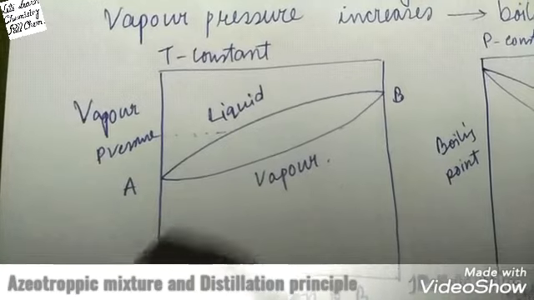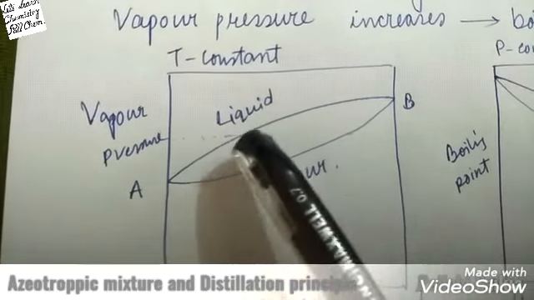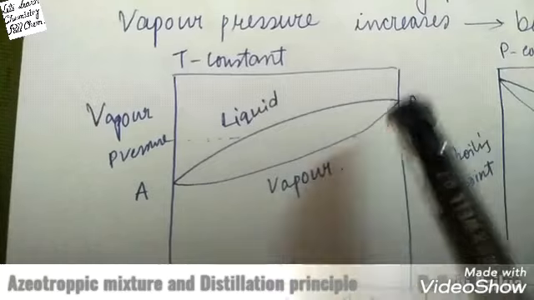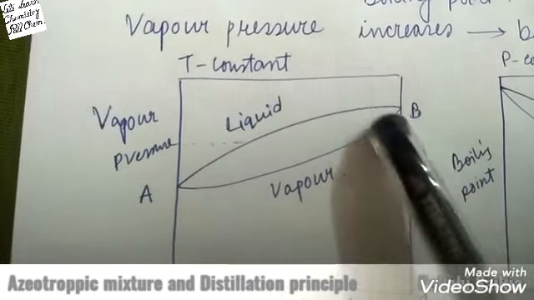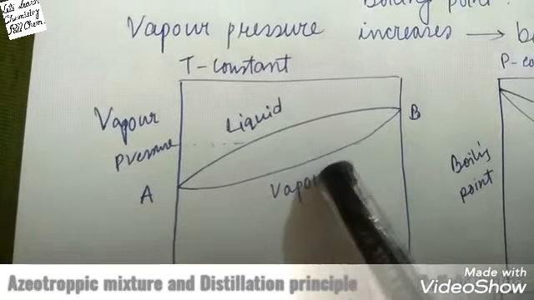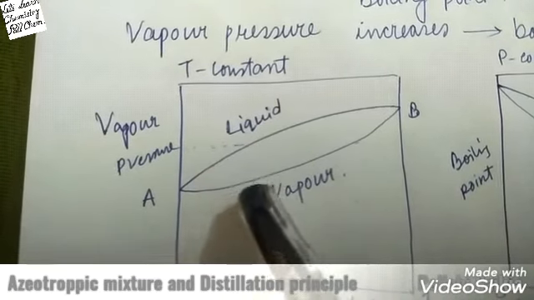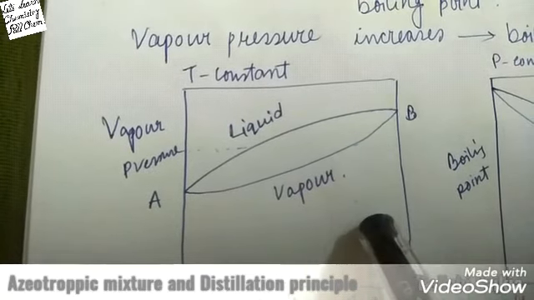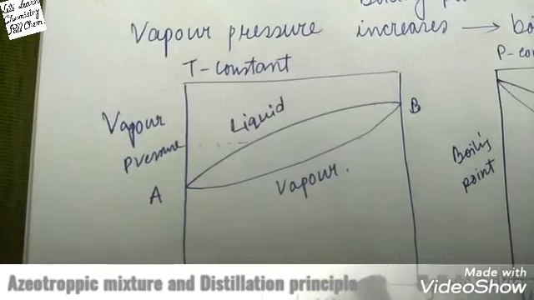Now we are getting two curves. One is the liquid curve, one is the vapor curve. That means among A and B, the vapor pressure of B is more compared to A. Hence, in this curve, temperature is constant. For a particular vapor pressure, the composition of A is rich in liquid, and at that pressure the composition of B is rich in vapor, which indicates the right hand side.